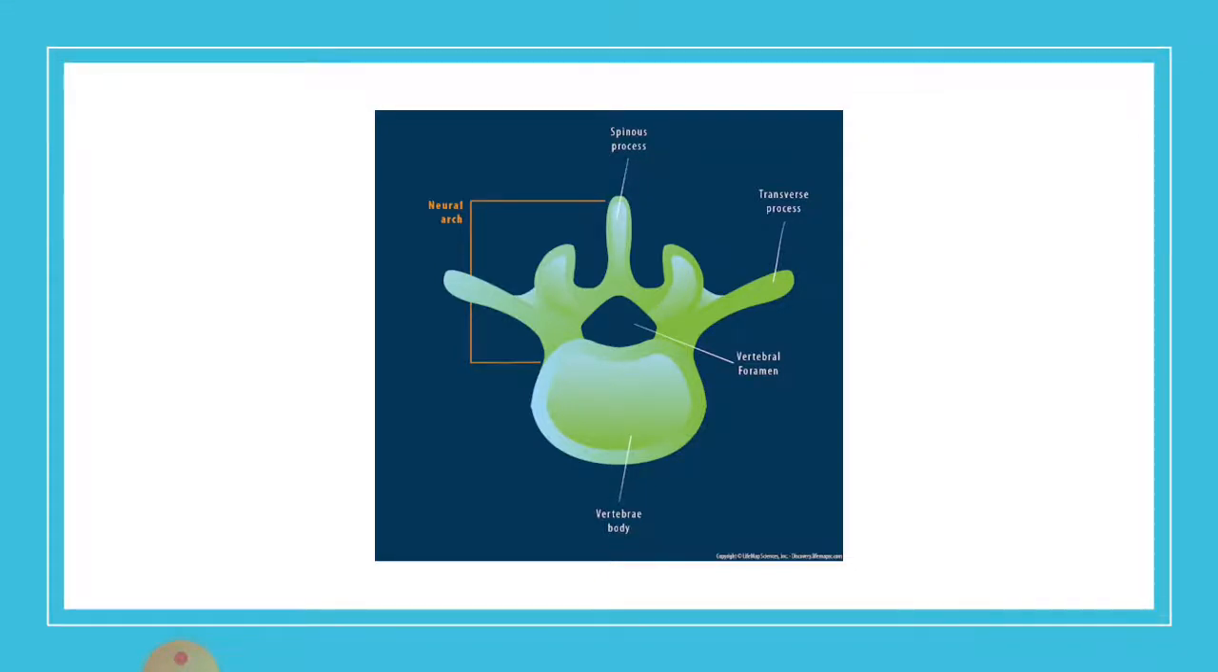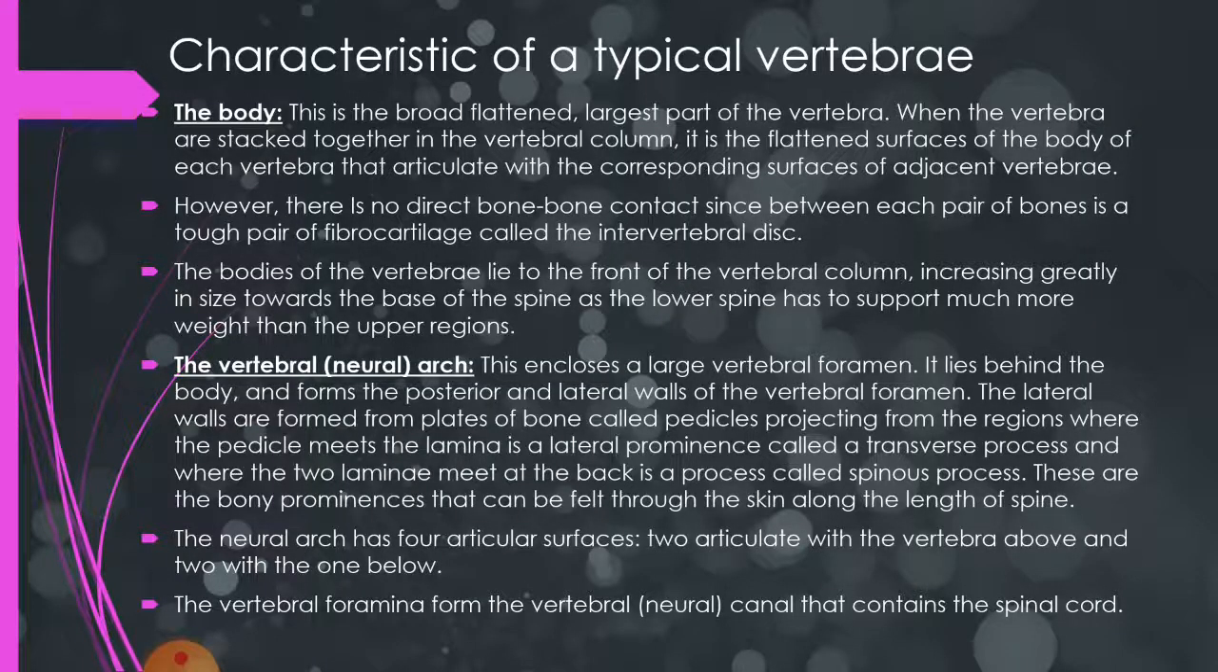Now let's look at the characteristics in detail. The body is the broad, flattened, largest part of the vertebra. When the vertebrae are stacked together in the vertebral column, it is the flattened surfaces of the body of each vertebra that articulate with the corresponding surfaces of adjacent vertebrae. However, there is no direct bone-to-bone contact, since between each pair of bones is a tough pad of fibrocartilage called the intervertebral disc. The bodies of the vertebrae lie to the front of the vertebral column.